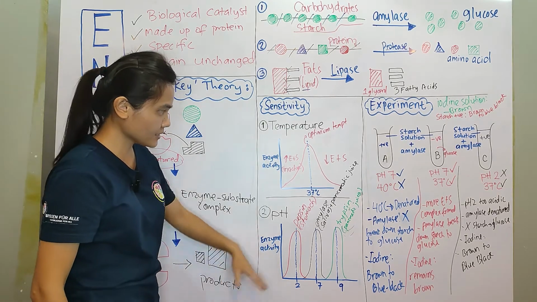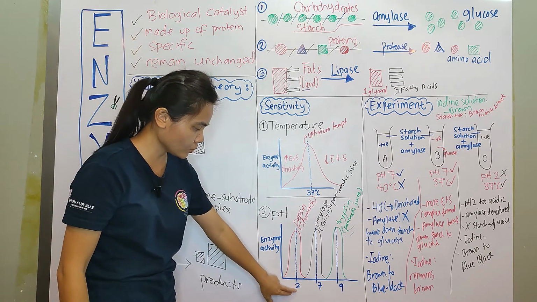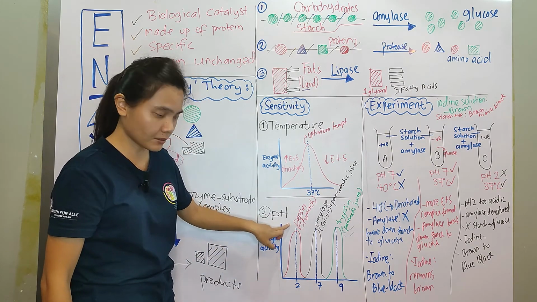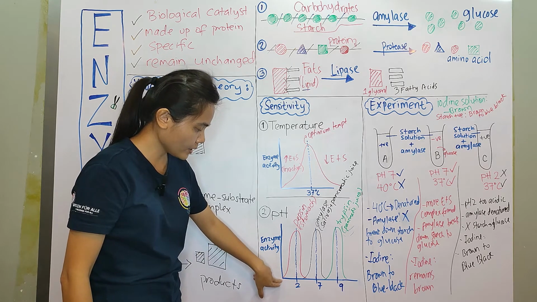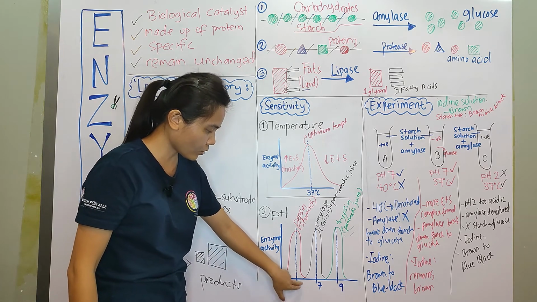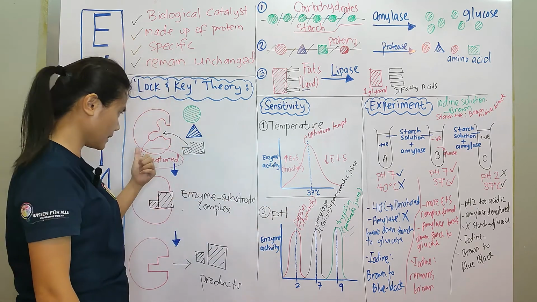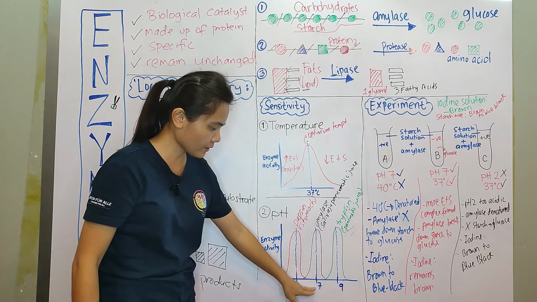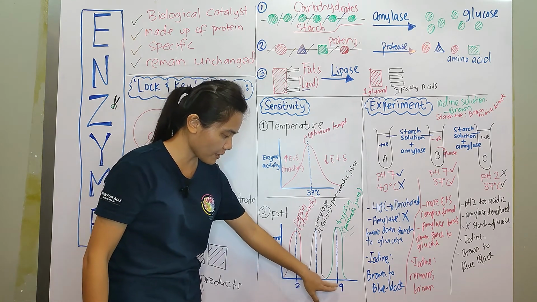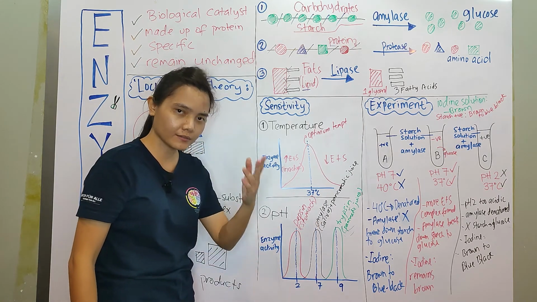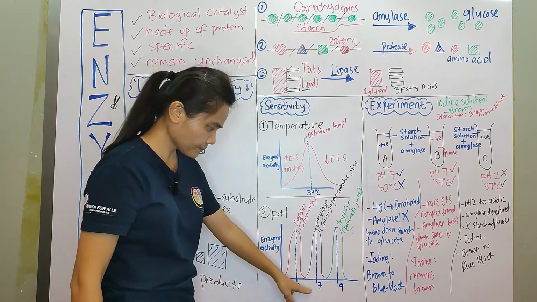Same goes to pH. Different enzyme have different pH. Like pepsin works best at pH 2, and that one is in your stomach. So lower than 2 or above 2, pepsin will get denatured. Same, amylase works best at pH 7. So below 7 or above 7, amylase will get denatured. And that can be found inside your saliva.